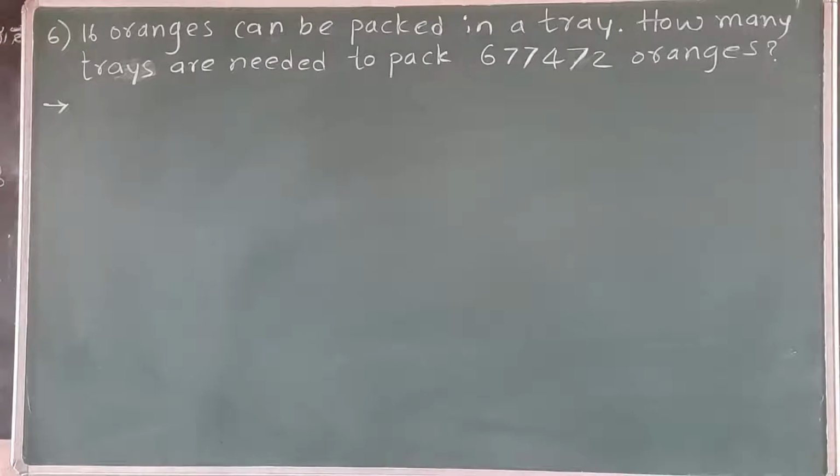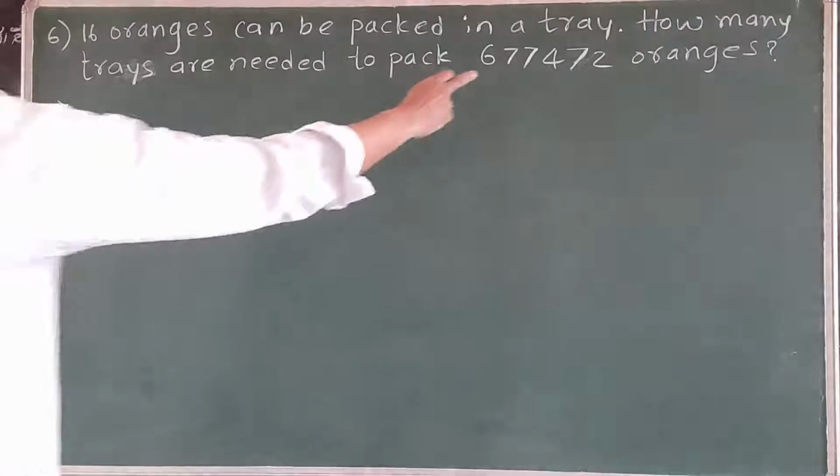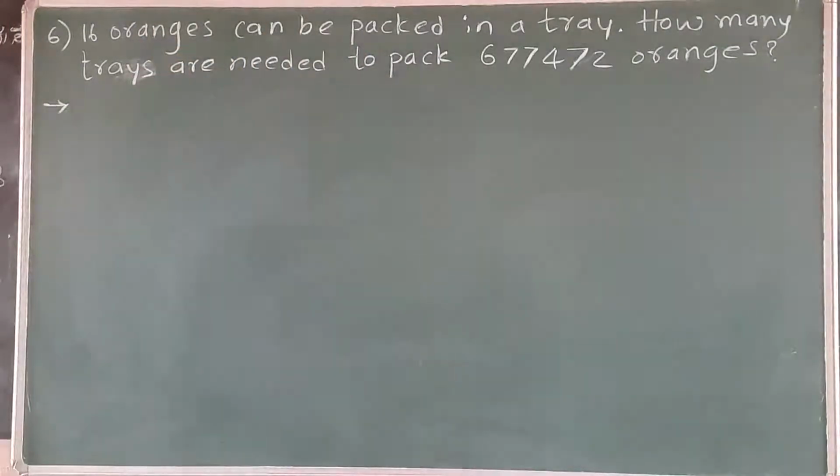The number of trays required to pack 16 oranges is 1, and the number of trays required to pack 6, 7, 7, 4, 7, 2 oranges is equal to question mark. After dividing this one by the number of oranges, then we will get the number of trays required.